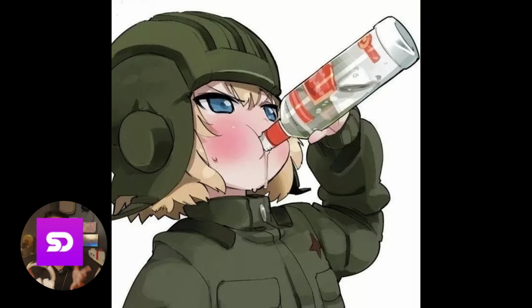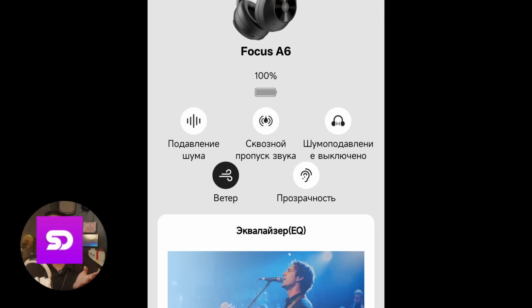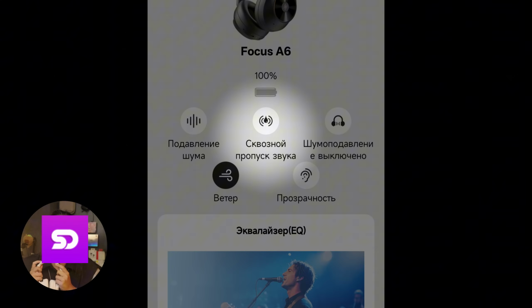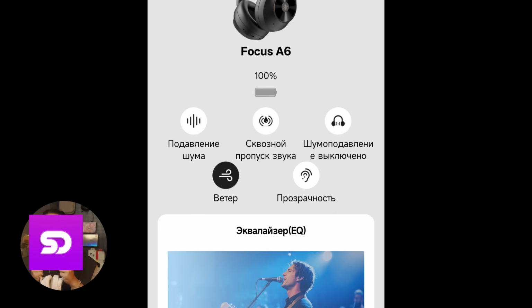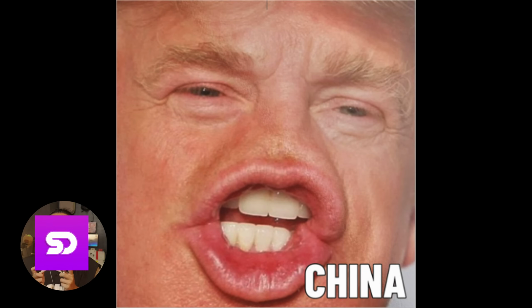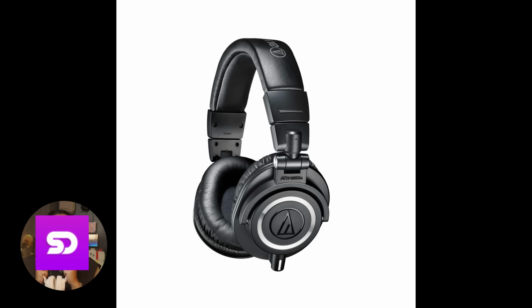Well, in case you don't know, I happen to know a little bit of Russian. So in Russian, one is called sounds passing through. The other just showed transparency. The Chinese labeling is the wildest. Monitor and transparency are totally different concepts.